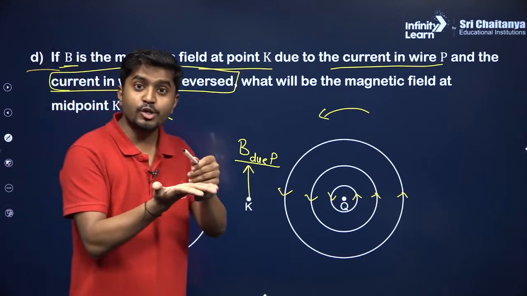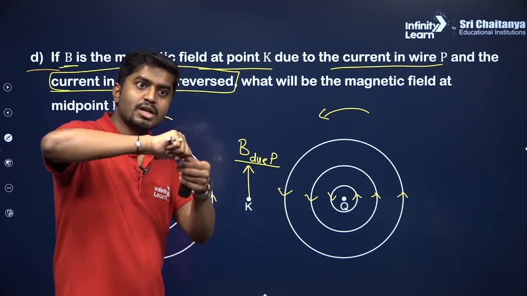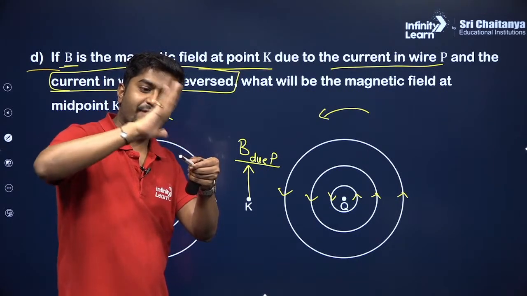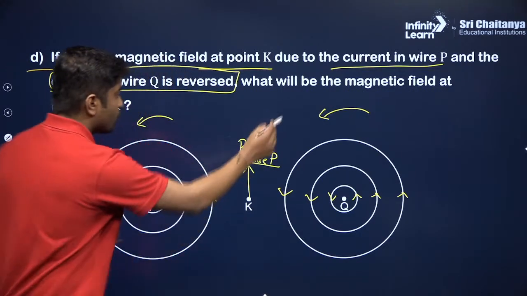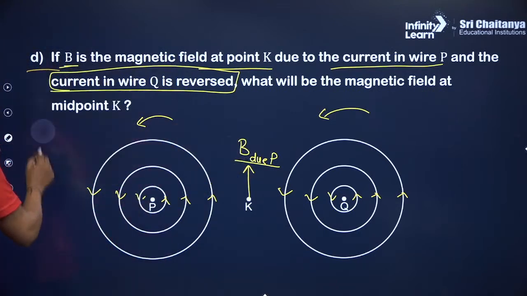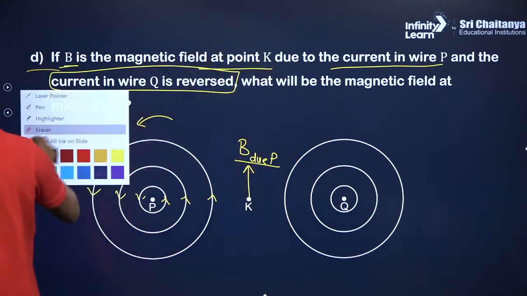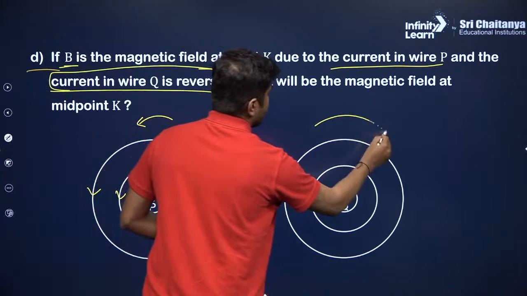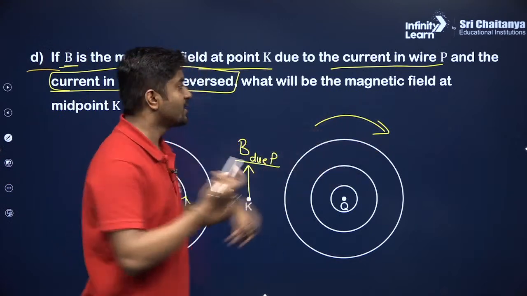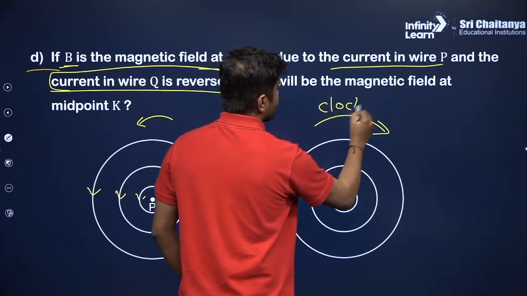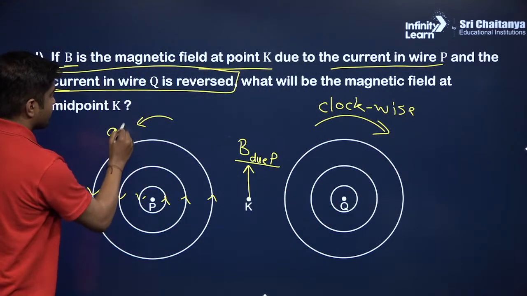So here we are going to use the right hand. Current earlier was coming towards you. Now I have to reverse. So you see my fingers, they are now moving in the clockwise direction. So I have to redraw this diagram. So I have to remove this. This is going to be clockwise, because the direction of current has reversed. So the direction of magnetic field will also reverse. This will become clockwise. This is still anticlockwise.